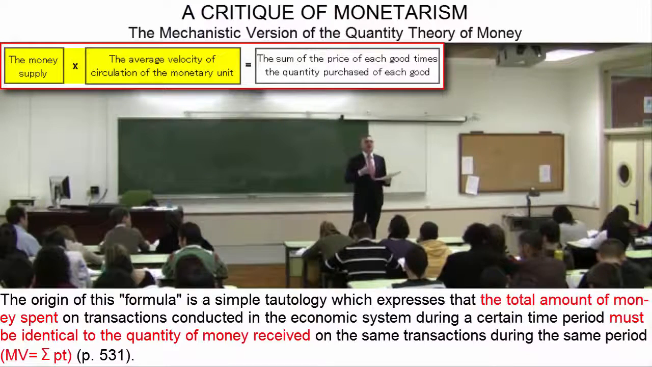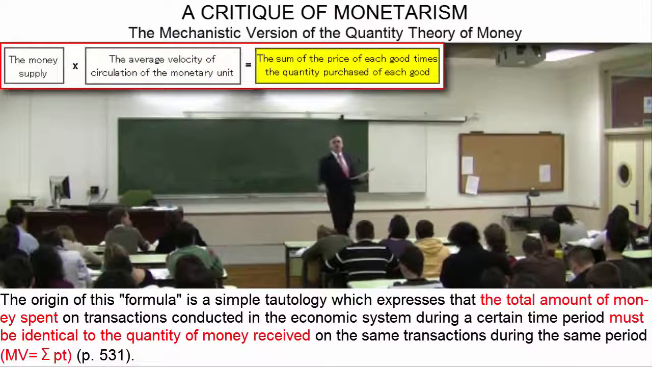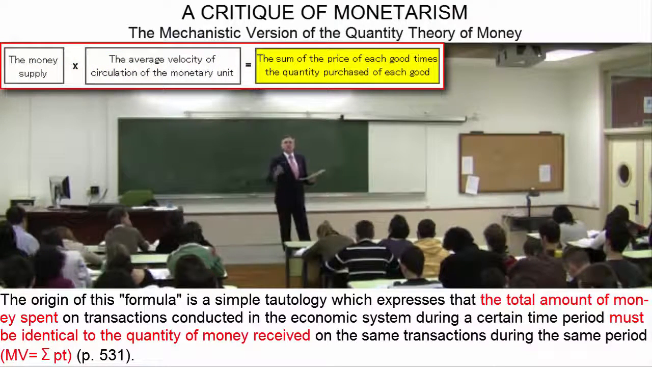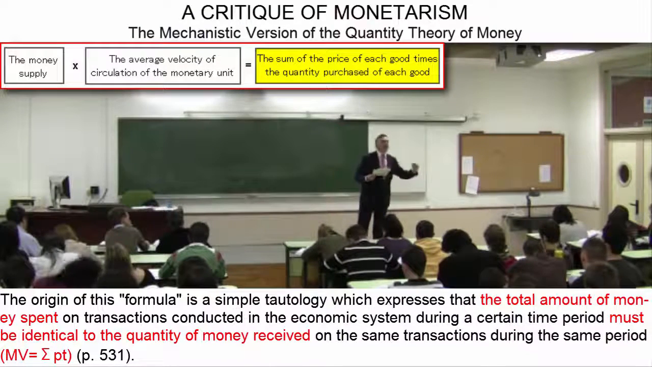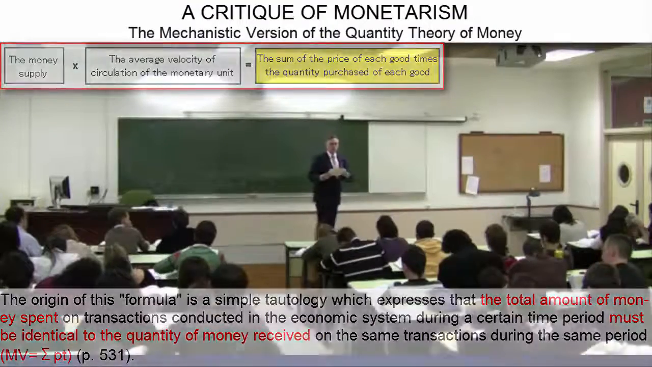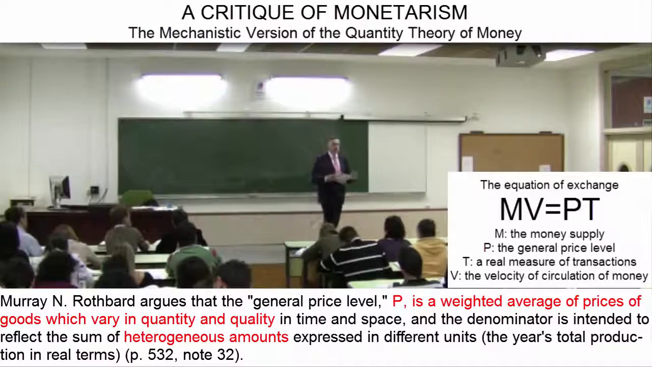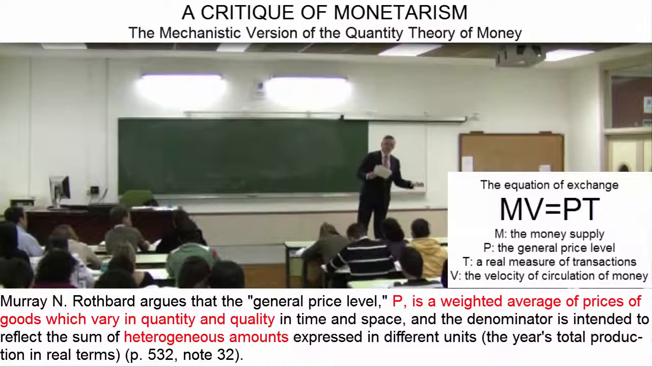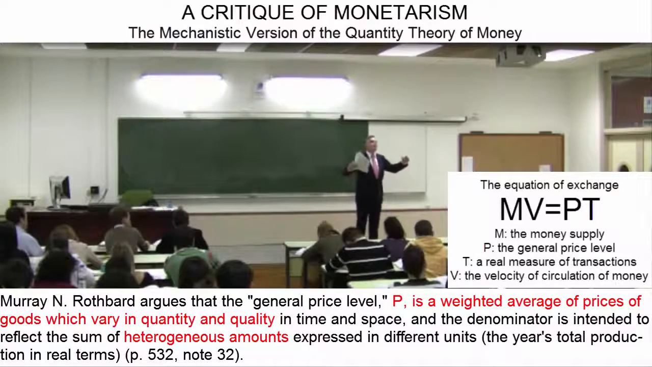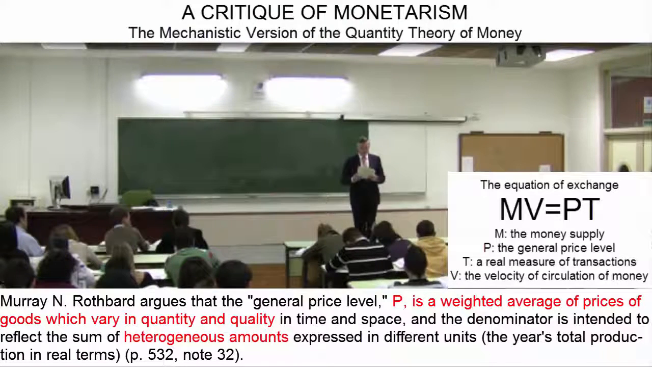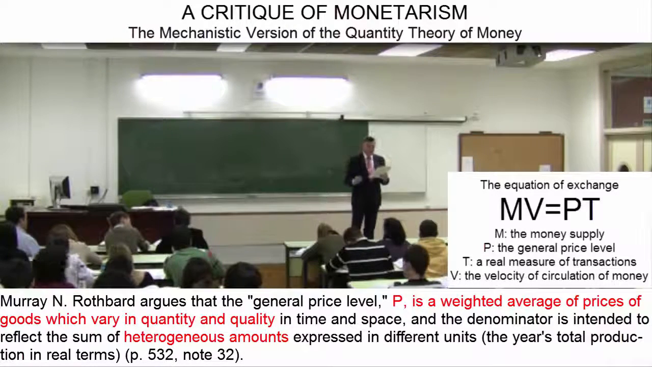So, the left side of the equation, the amount of money received by all economic agents, is equal to the right side, the amount spent, which should be the sum of the price of each good times the quantity purchased of each good. However, the version with the sum has been replaced by this simplified version. MV equals PT. M is the quantity of money in circulation. V is the velocity of circulation of money. P is a statistical measure of the evolution of the general price level, a measure of how the general price level is doing. And T is an aggregate of the quantities of goods and services exchanged in the year.